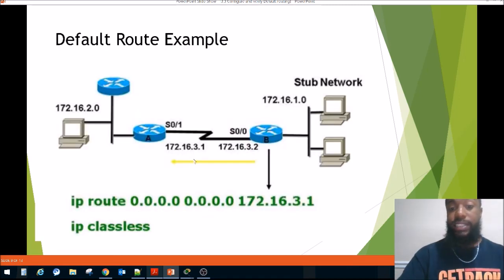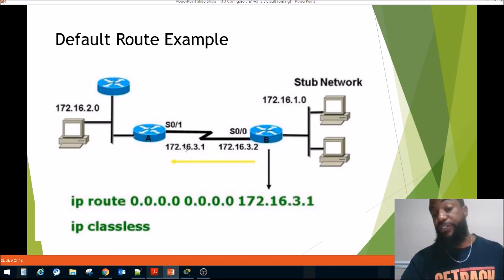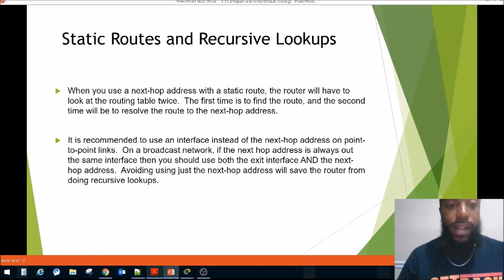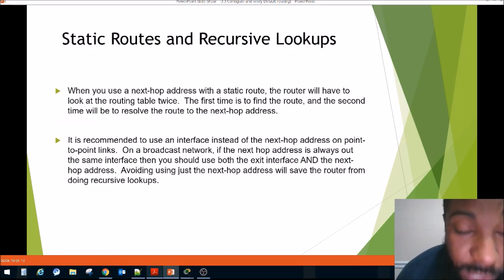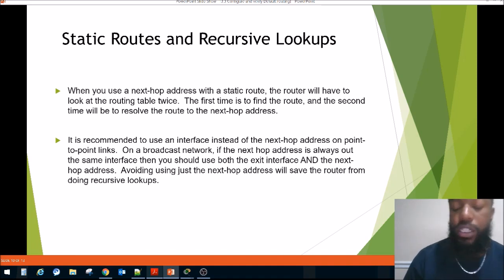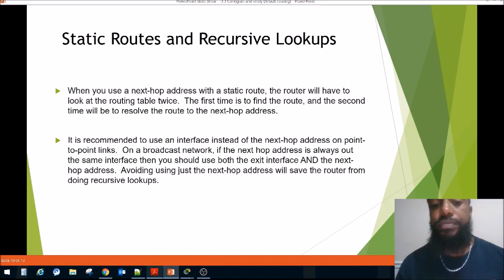Here's another default route example. I'm not going to explain this one. Y'all can freeze frame it. It's basically saying the same stuff I've been saying. And we got static routes and recursive lookups. Recursive lookups are something that I'll show y'all an example of in the next video. I mean, not next video, but in the next activity.